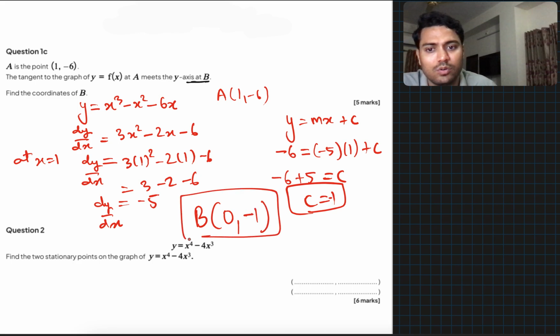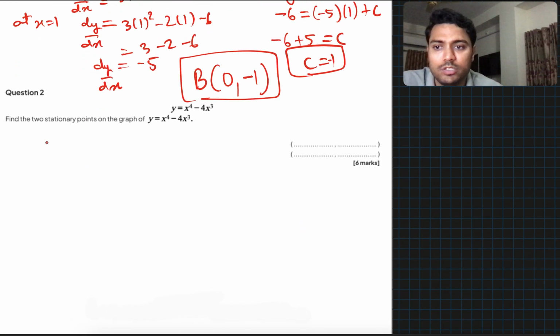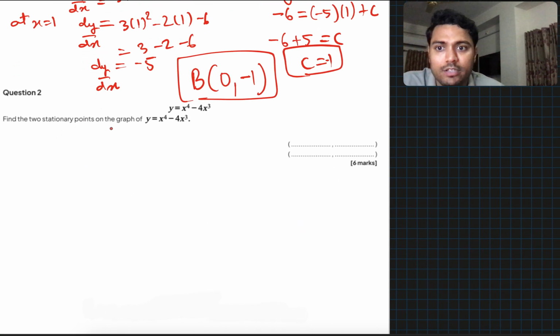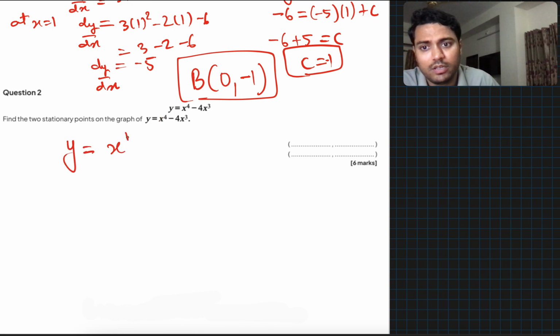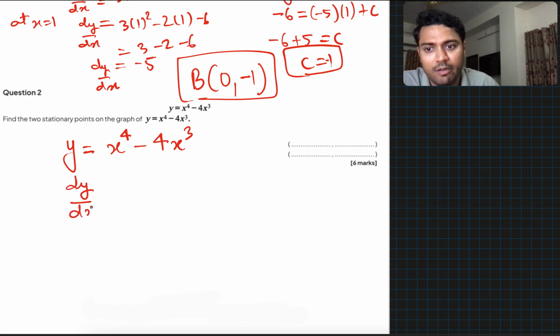That's the coordinate. Moving on to question number 2 now. Question number 2, it says find the two stationary points of the graph y equals x raised to 4 minus 4x cube. We have to find the stationary points. So at stationary point, dy by dx is 0.